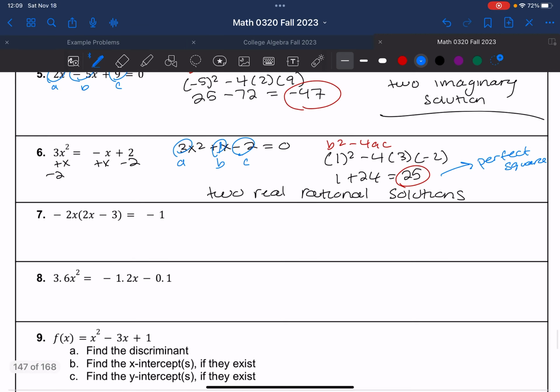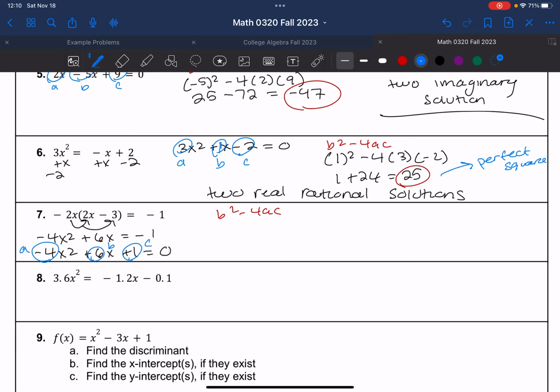Okay, let's look at number 7. Remember, I need to have it in standard form first. So I'm going to distribute this negative 2x, and I get negative 4x squared plus 6x equals negative 1. I'm going to move that negative 1 over. So I get negative 4x squared plus 6x plus 1 equals 0. And just because we're finding the discriminant, I'm going to go ahead and leave that negative in front of my a value. So this is going to be a, b, and c.